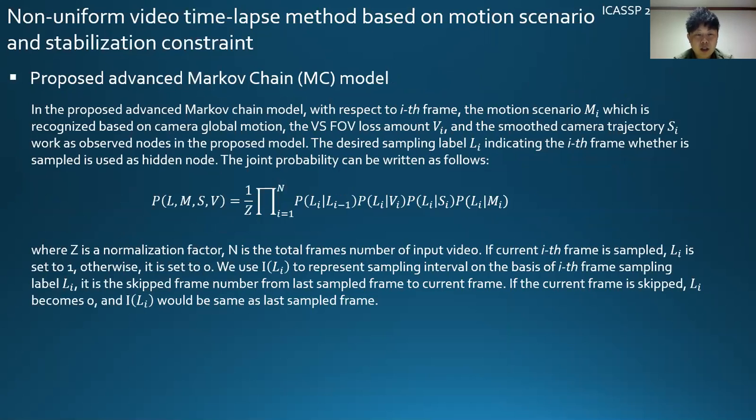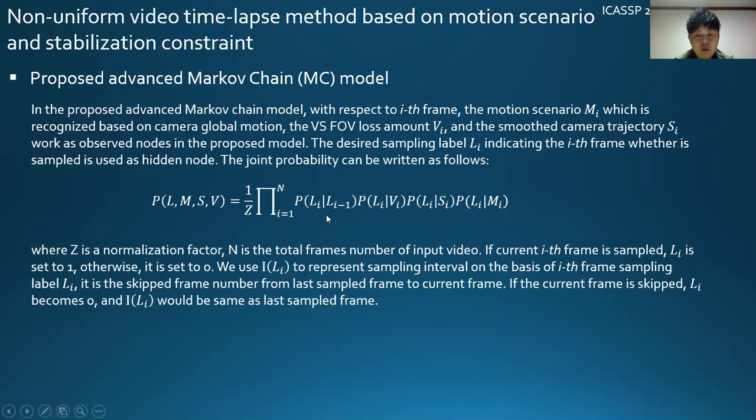In the proposed advanced Markov chain model, with respect to the S frame, the motion scenario M, which is recognized based on the camera global motion, the VS FOV loss amount V, and the smooth camera trajectory S work as observed nodes in the proposed model. The desired sampling label L indicates whether the S frame's sample is used as a heading node. The joint probability can be written as this formula, where Z is a normalization factor and N is the total frames number of the input video.